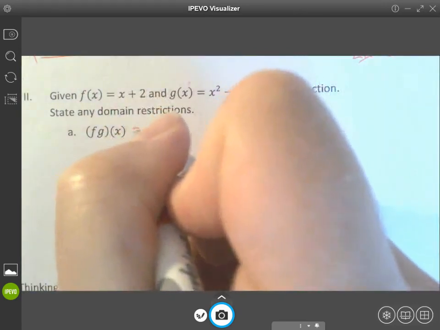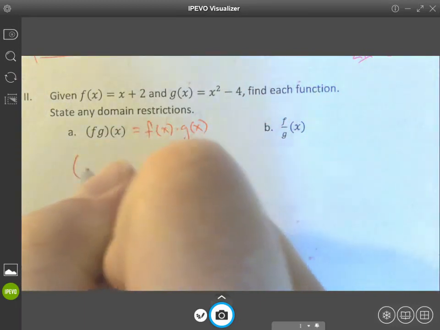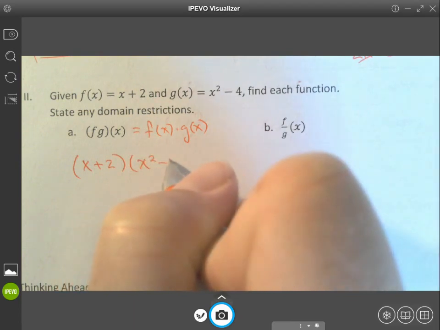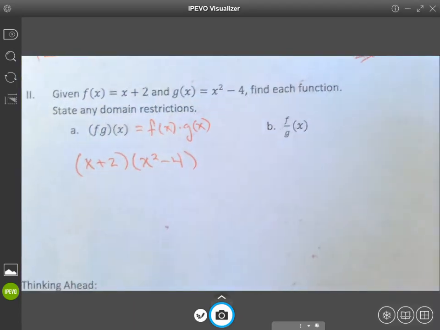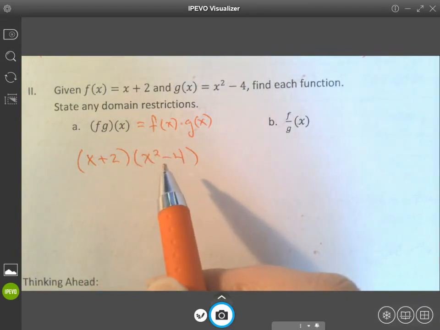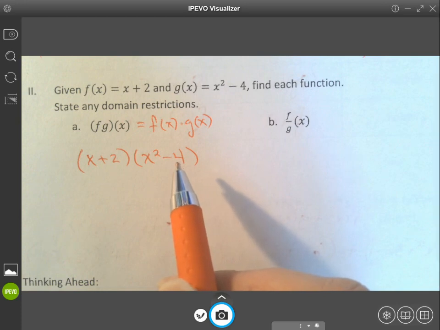All right, so we're multiplying. This is the same as f of x times g of x. And in my parentheses, I'm going to have x plus 2 butted up against x squared minus 4. This is truly just a foiling problem, isn't it? Some people want to factor this down, but if I factor this, I just have to put more back together. So I'm going to leave this alone.